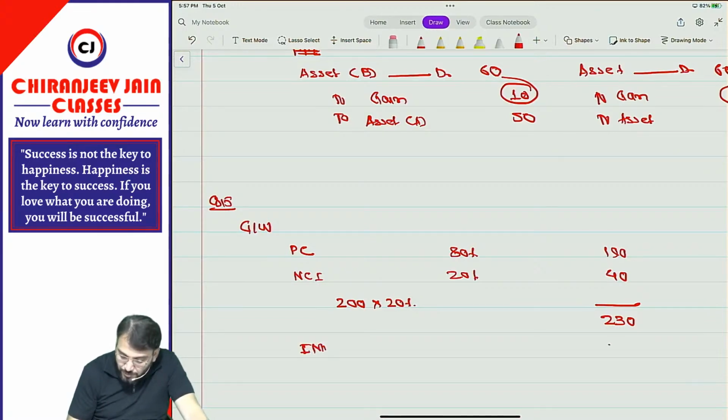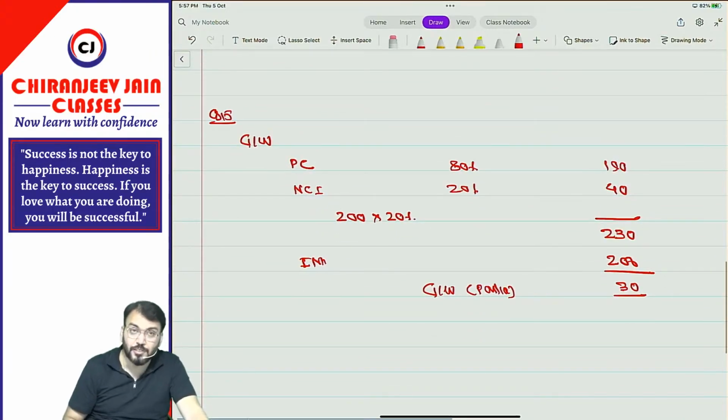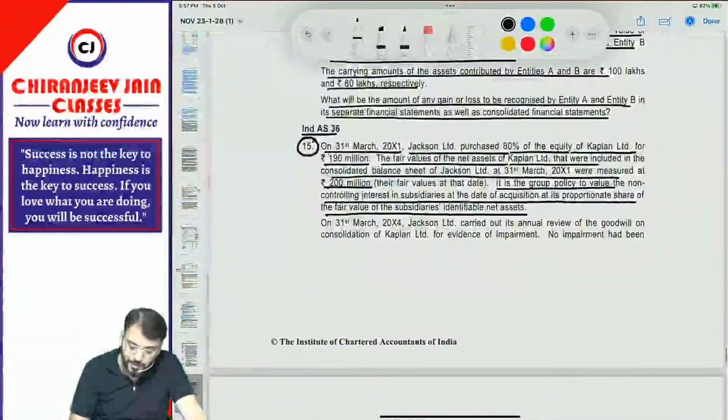What is the fair value of INA? Fair value of INA is 200. So what is the goodwill? Goodwill becomes 30 million. Okay, this is a partial goodwill. How much? 30 million. You have understood this? Yes, sir. Let us read the second paragraph.